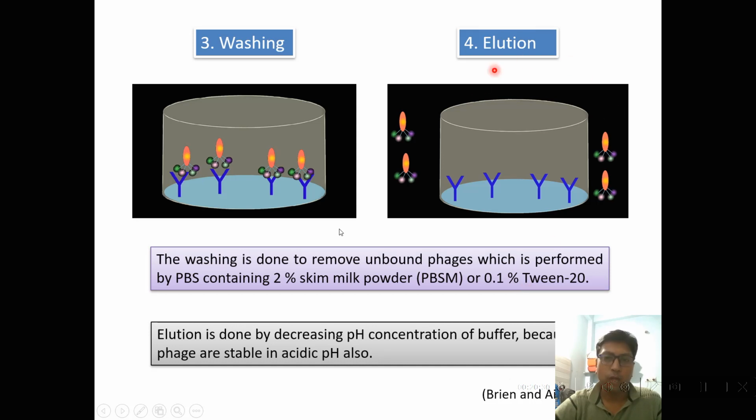The next step of biopanning is elution. In this step, those phages which have a strong binding affinity with our target will be eluted. The elution will be performed by using a higher concentration of urea or a low pH value.